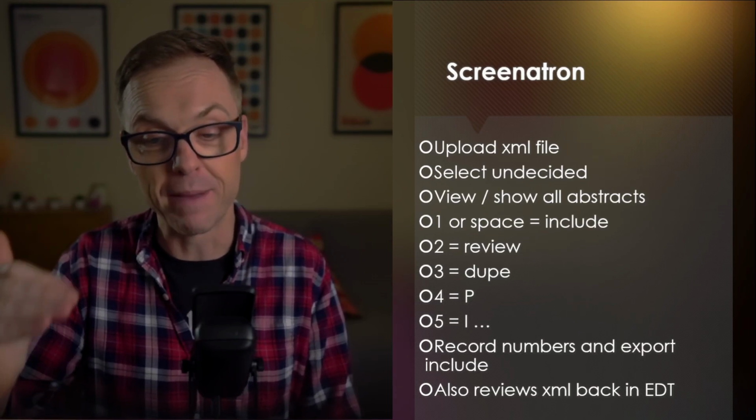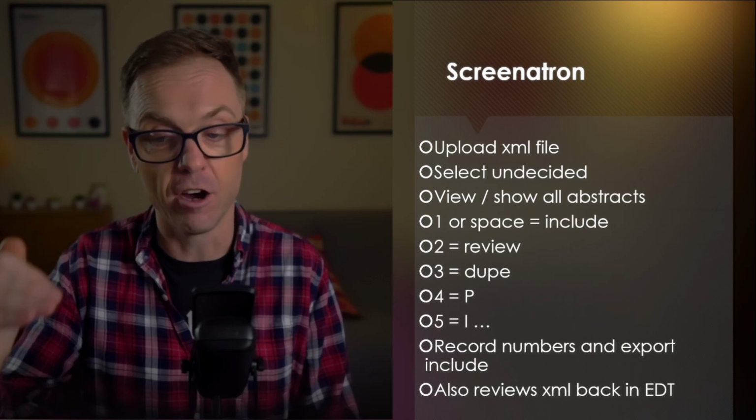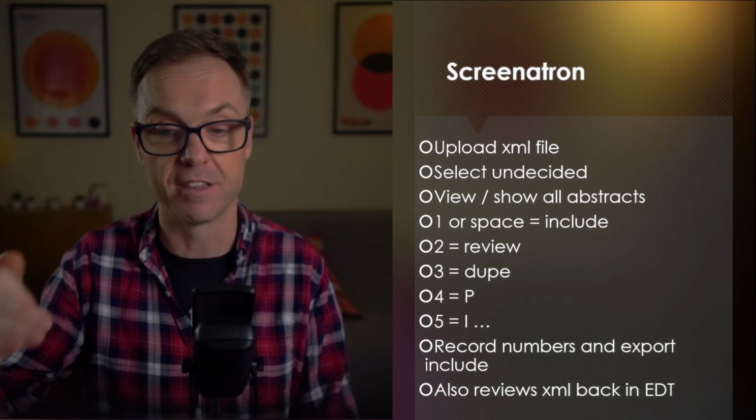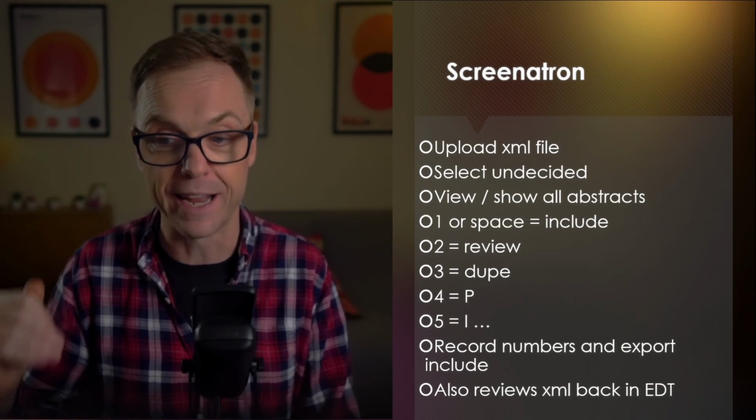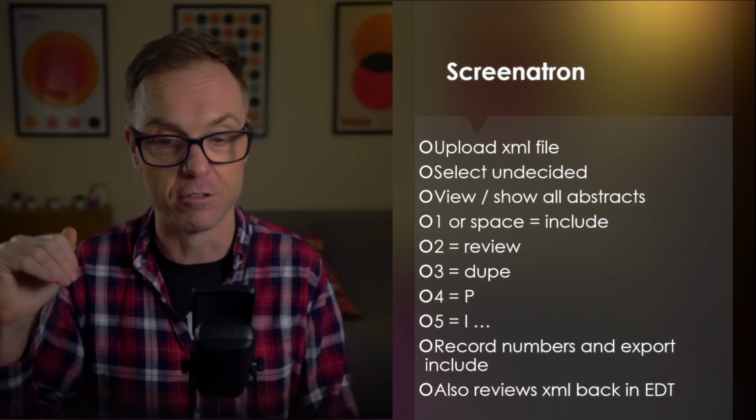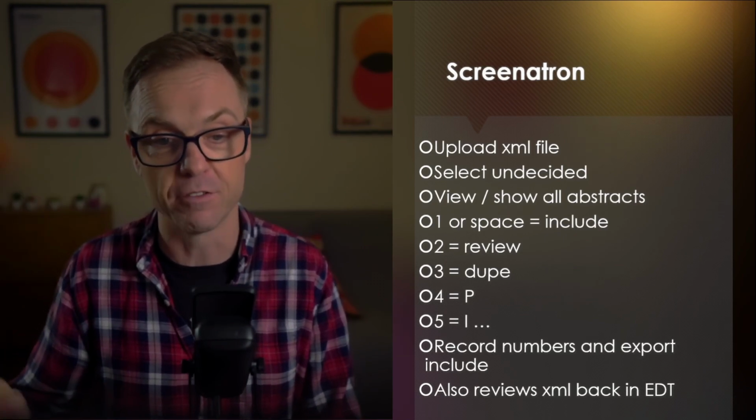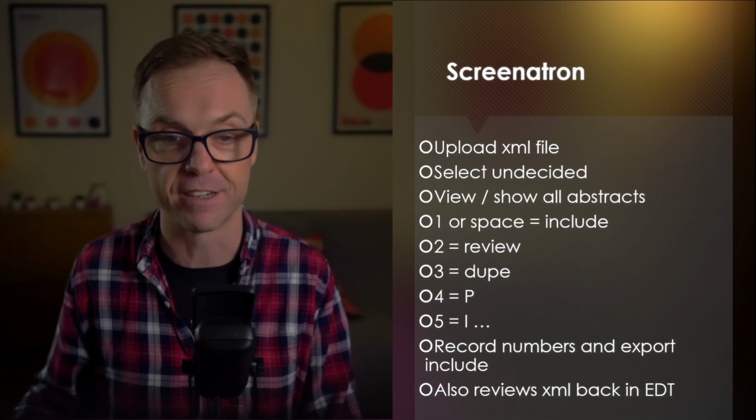So make sure you keep a copy of the XML group that is reviews as well as the XML group that's inclusion, and make sure you mark down the numbers for all your other reasons for excluding. Okay, now I'm going to show you how to do that.